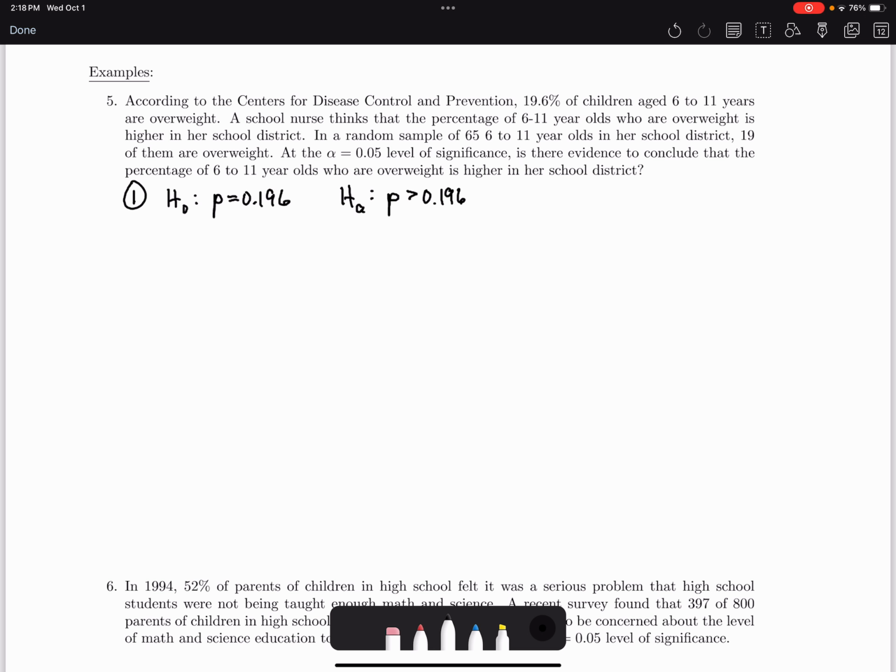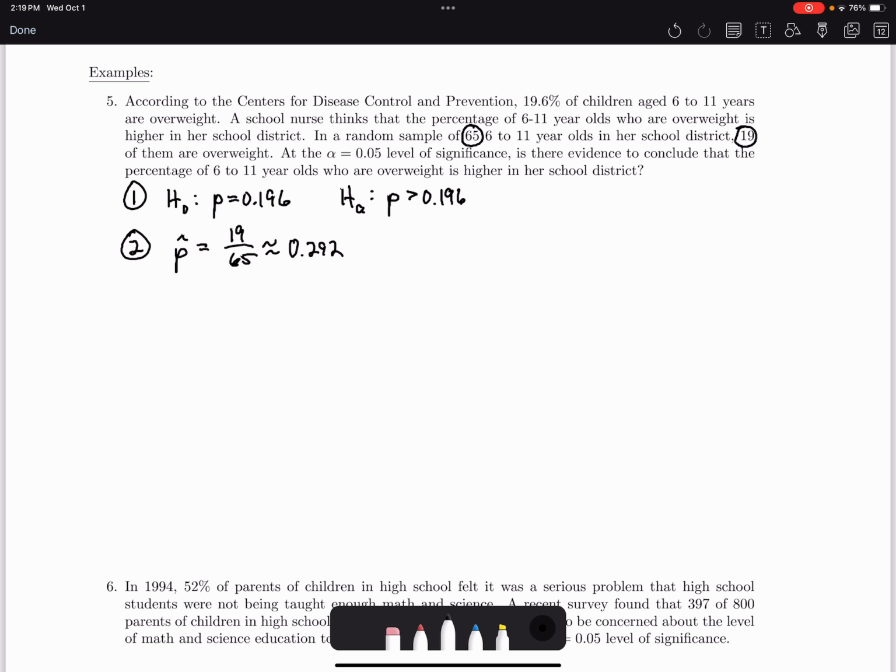Now, step two is to get the sample evidence. What does our sample evidence say? Well, our sample evidence in this case would be the sample proportion. In her sample of 65 children, 19 of them were overweight. So that would be 19 out of 65, and if you punch that into your calculator, that comes out to about 0.292. Okay, so there's almost like a 10% difference there, right?